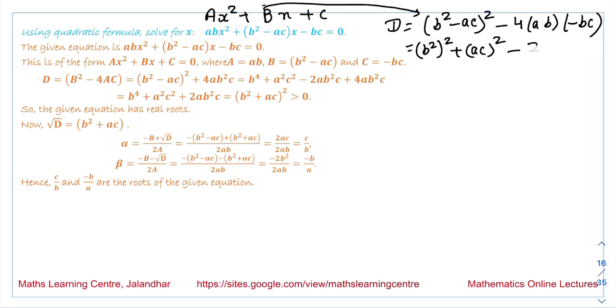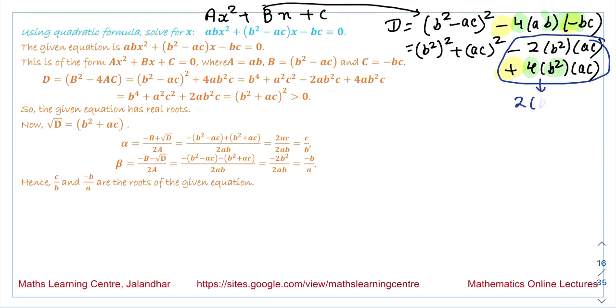minus 2 times b square into ac plus 4 times b square into ac. This minus sign and minus sign will become the plus sign. We have this 4 over here, then we have these two b over here, it is b square and ac. So this whole term will become 2 times b square into ac with plus sign. So this is the formula for b square plus ac whole square. This is the value of discriminant.